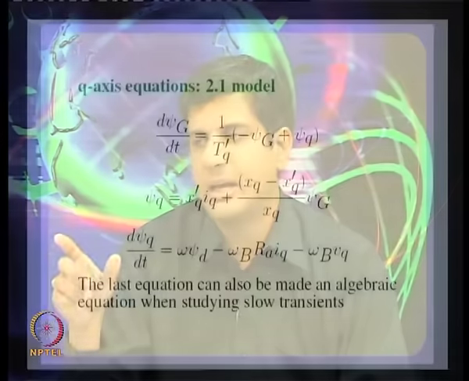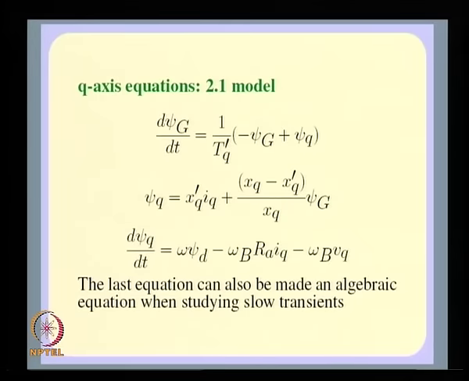So, what I will do is, I have programmed the program for the 2.2 model, but I will simply make the simplification xq double dash is equal to xq dash and effectively get the 2.1 model. Okay. So, I will just do that.